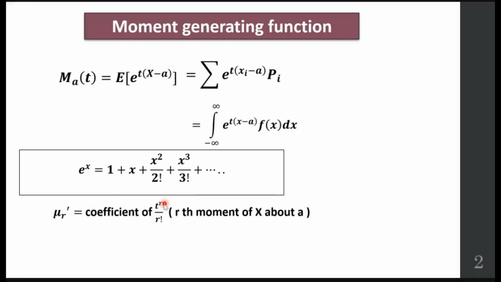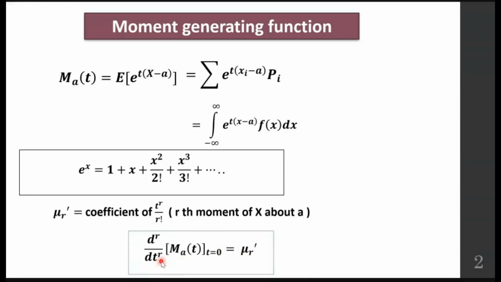The coefficient of t raised to r upon r factorial is the rth moment about the origin or about a point, or mu r dash, is equal to the coefficient of t raised to r upon r factorial. Either it is a or 0, and otherwise if we expand M_x bar(t), then we will get mu r, which is again the coefficient of t raised to r upon r factorial. This is the third definition we had.